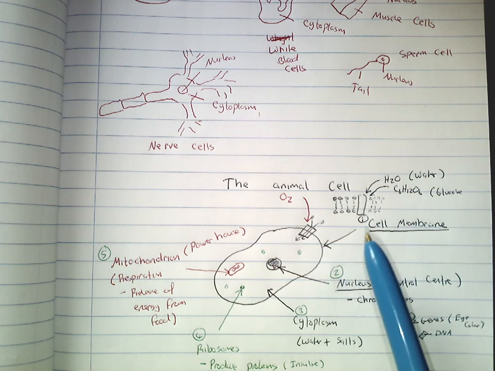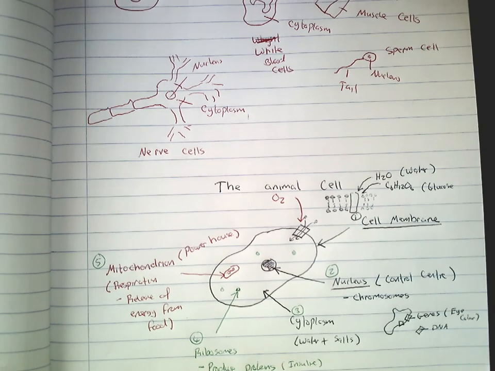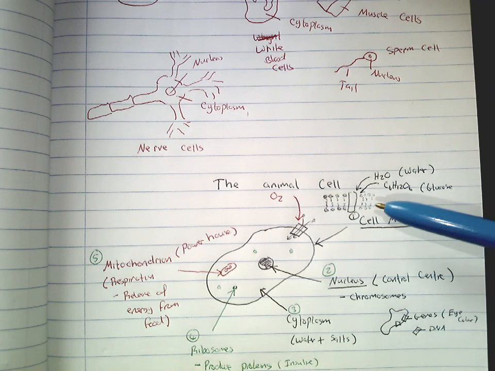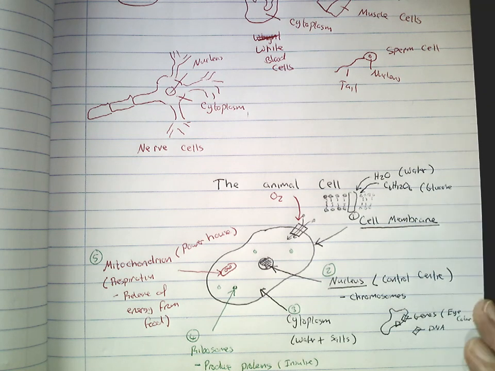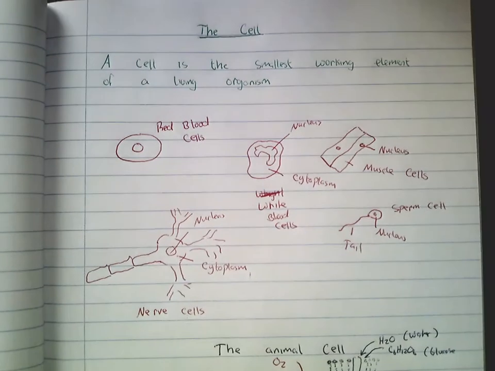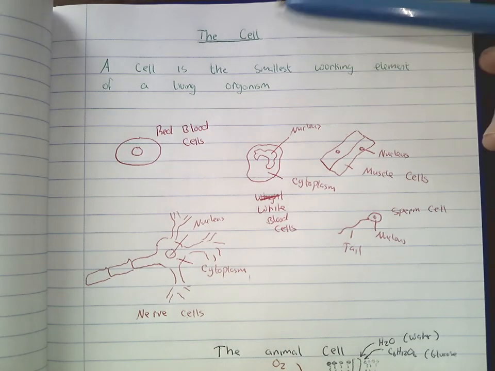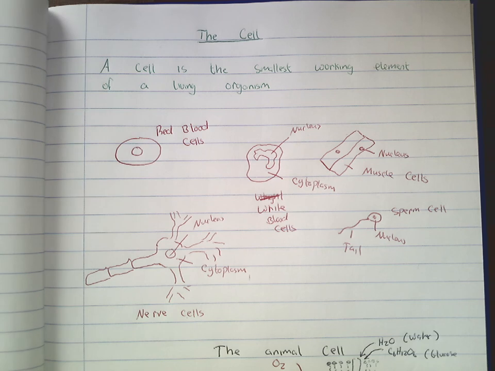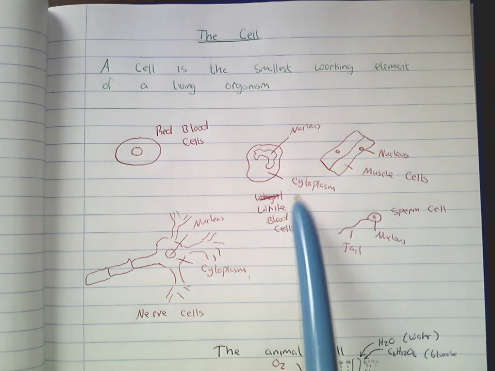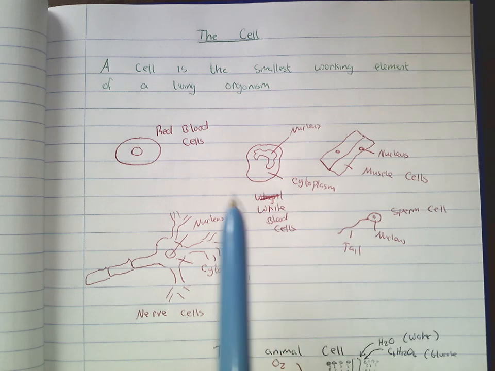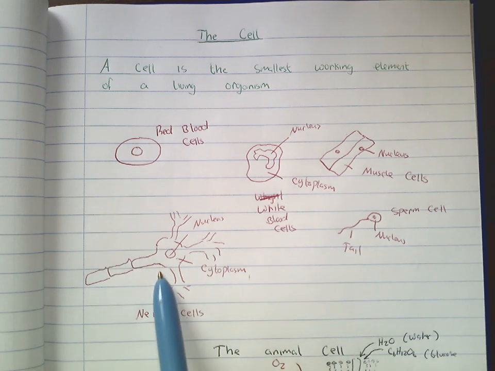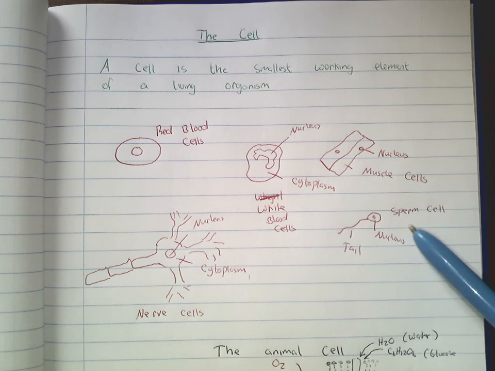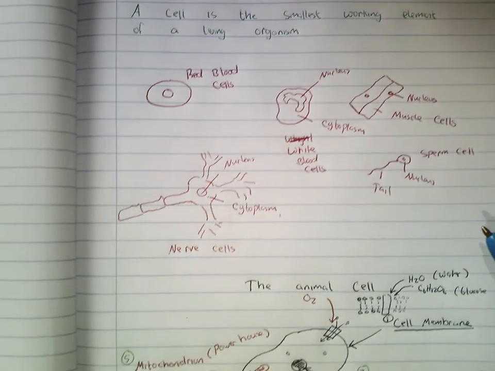So again, this is the animal cell. In the next lesson we'll move on and start to look at the plant cell. Just as a recap, we looked at this idea of the cell. The cell is the smallest working element of a living organism. If we look inside the human body, for example, we have muscle cells, white blood cells, which are involved in the immune system, red blood cells, nerve cells in the brain, and sperm cells that are involved in reproduction.